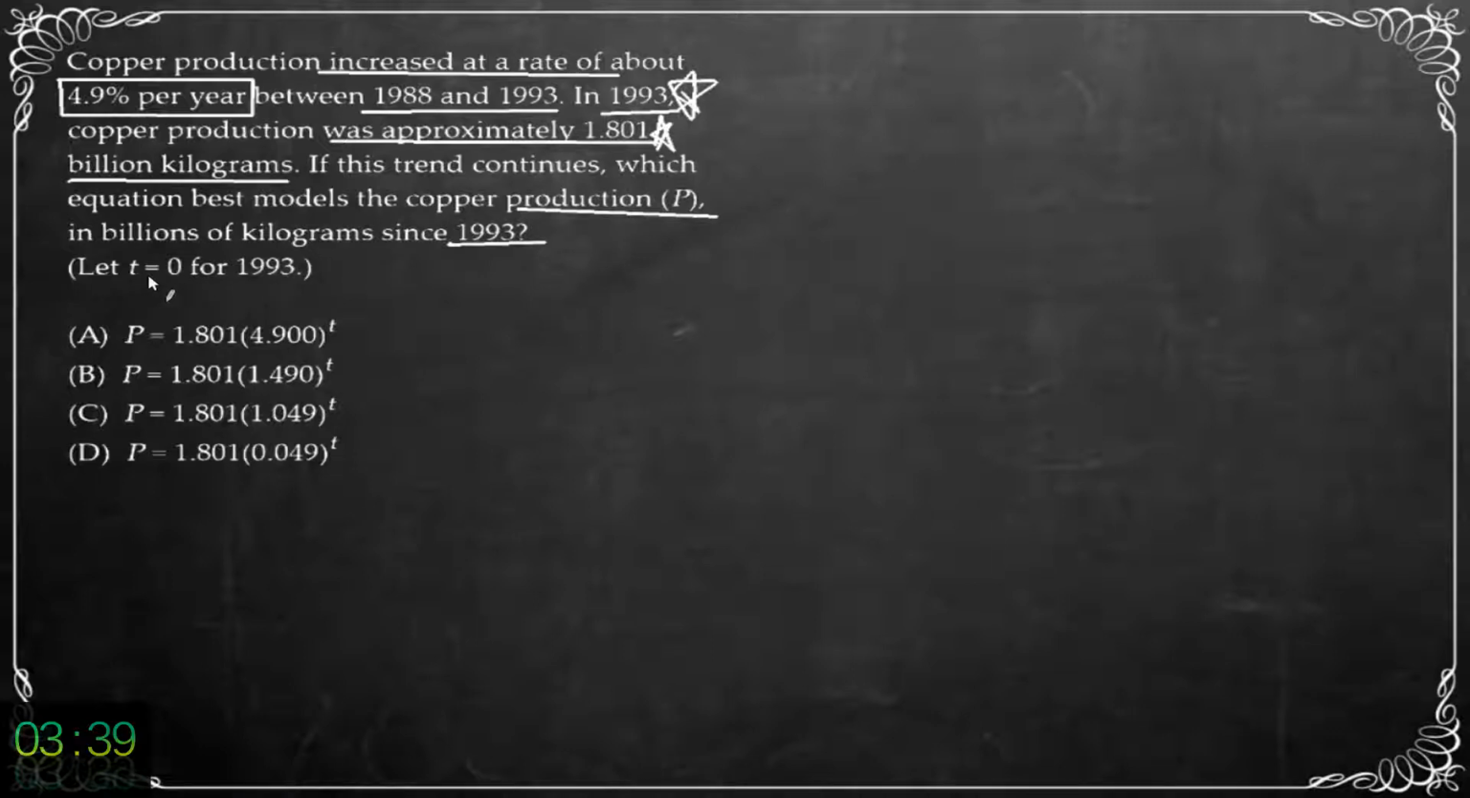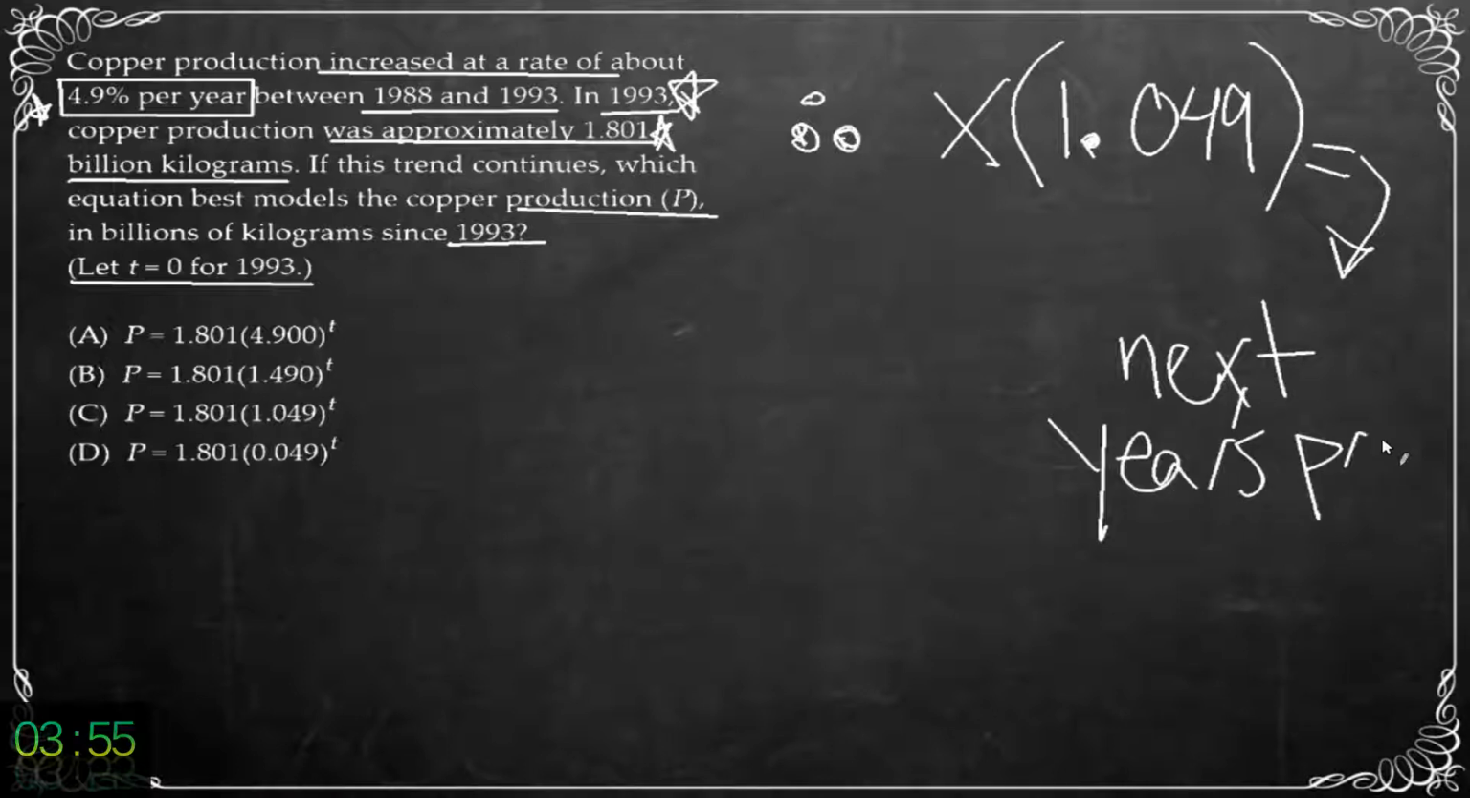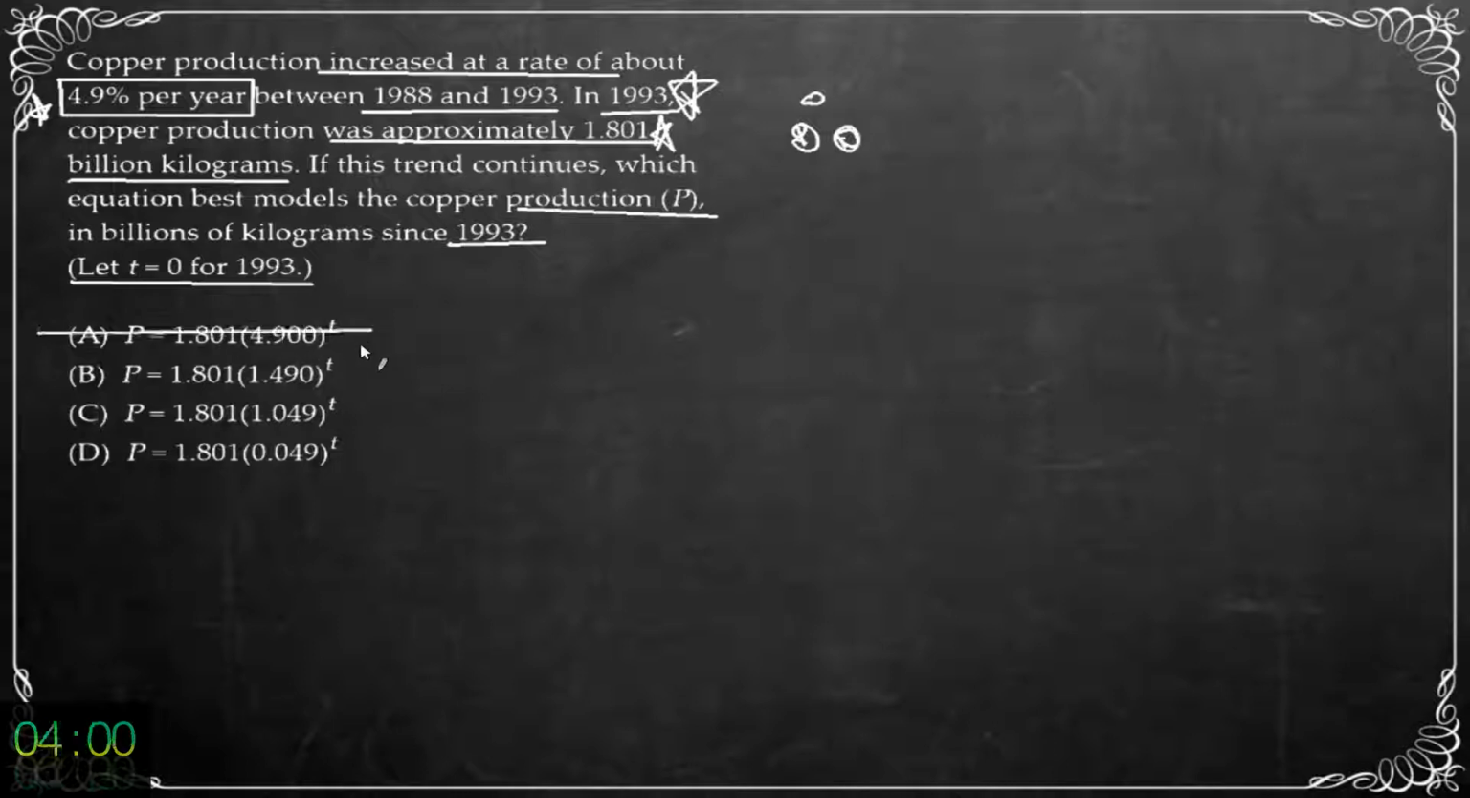We also are told to let t equal 0 for 1993 for this exponential function, and we know that this trend is going to continue at a 4.9% increase per year, so 100% plus 4.9% is 1.049 times the previous amount, and that's going to be the next year's production starting at t equals 0. So let's cancel out anything that doesn't look like that. They all have 1.801, so we cancel out A and B because it's not being multiplied by the right increase, nor is D, which leaves C, looking like what we had.